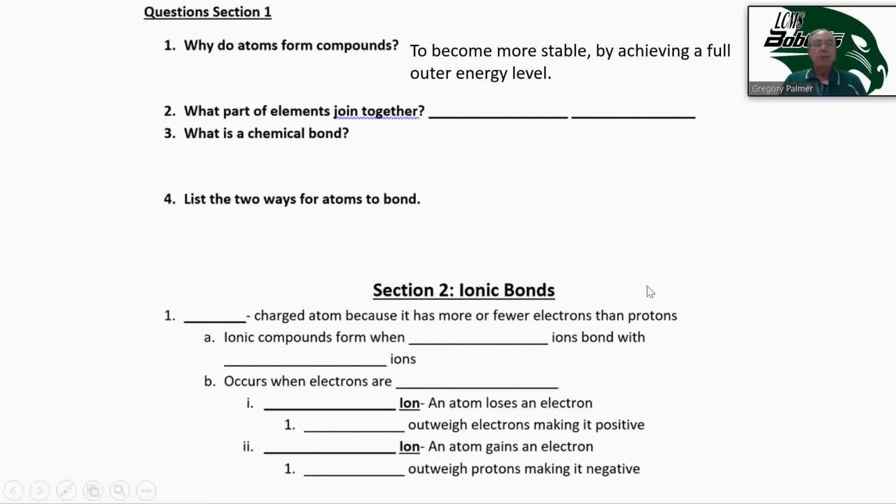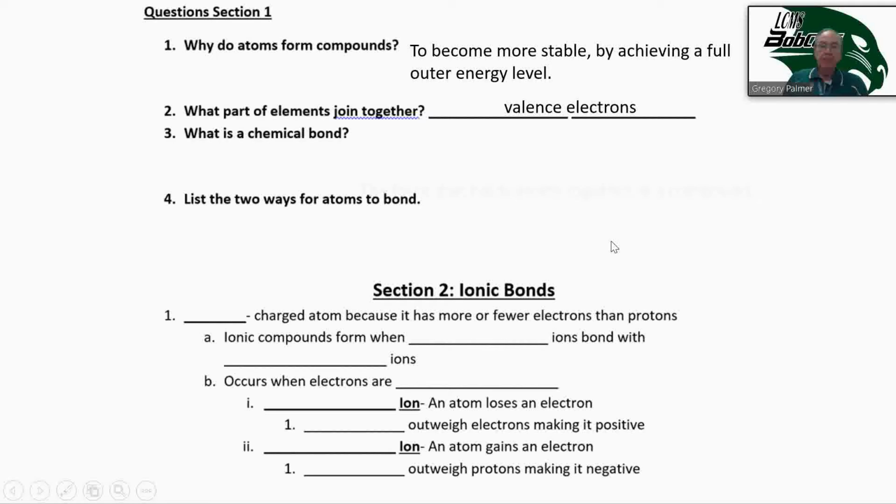What part of the elements join together? Valence electrons. And this is, as I said, why we spent so much time in the first unit fussing around with valence electrons, because they're really the key to understanding chemical bonding. The basis of all chemical bonding is understanding where those valence electrons are in the families and how many valence electrons each of the families have.